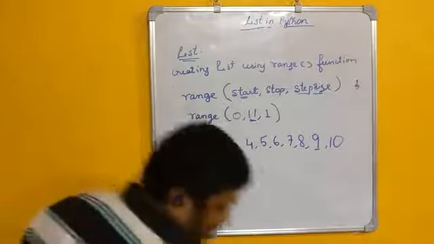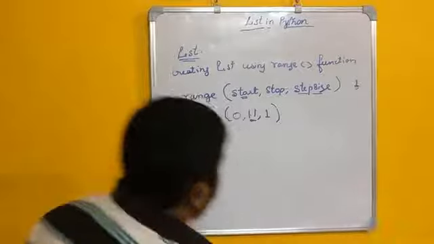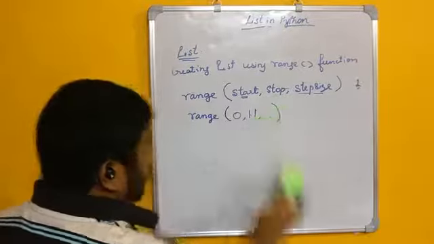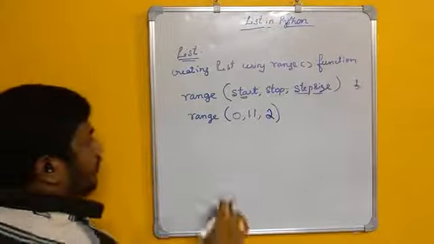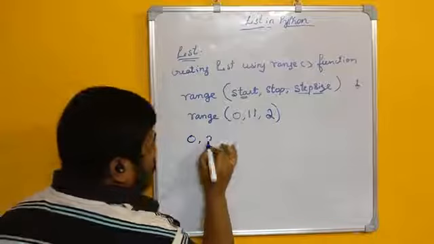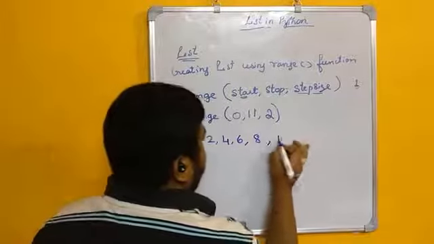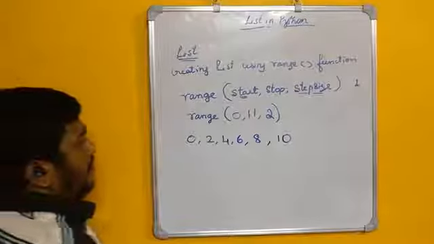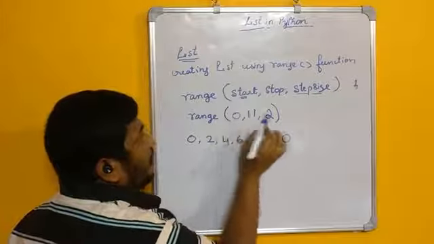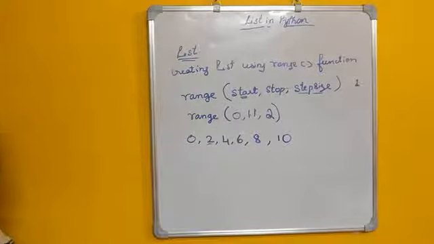Understood? See, if our step size is 2, in every iteration it will generate a range like 0, 1 will not print, 2, 4, 6, 8. First it will print 0. Again the step size is 2, so the next number will be 2. Again step size is 2, so 4. The difference will always be 2.